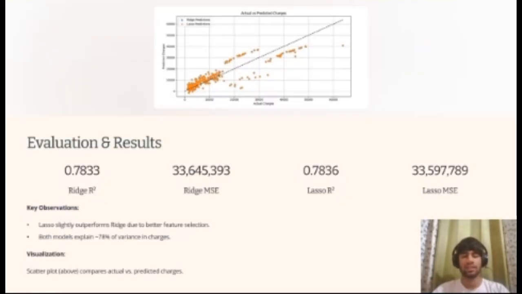Now, here are the key results. Ridge regression achieved an R-squared of 0.7833 and an MSE of approximately 33.6 million. Lasso regression slightly outperformed it with an R-squared of 0.7836 and an MSE of 33.59 million. Both models explain about 78% of the variance in medical charges, with Lasso's edge coming from its ability to select the most relevant features. We visualized these results with scatter plots comparing actual versus predicted charges, confirming the models' predictive power. Let's dive into what these results tell us.